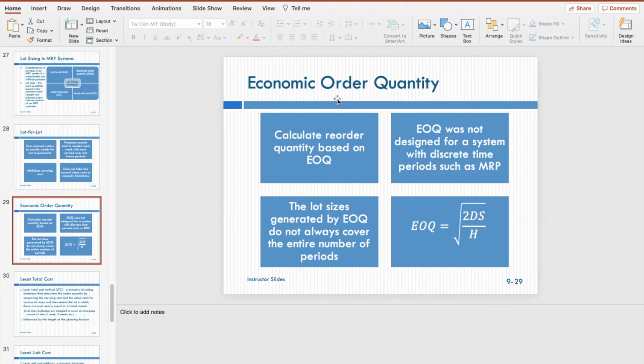So first of all, EOQ, this will be the equation. What does this equation represent? EOQ equals the square root of 2DS divided by H. What is D? D would be the annual demand. S would be the ordering cost. And H would be the holding cost.